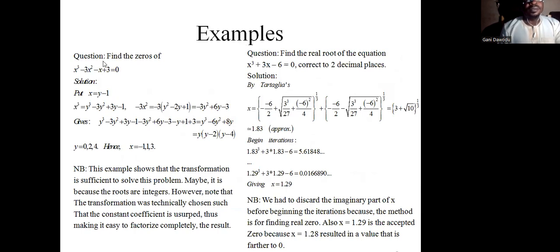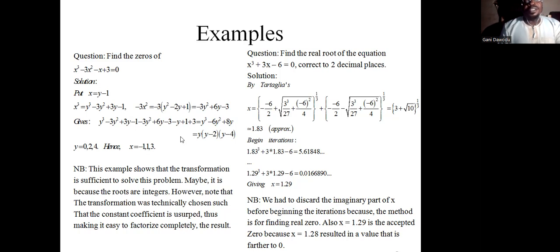Examples. Question, find the zeros of this. We are putting this transformation, x is equal to y minus 1. When we do that, and we do it very well, we'll see that this results. But this time around, the quadratic coefficient is not usurped. Rather, it's the constant coefficient that is usurped. And that helps matters a lot because it enables you to factorize what is given completely. Get its zeros. Return its zeros to this expression, to this linear relationship, your transformation, and it will give you the zeros for x to be this. That's really cool, isn't it?